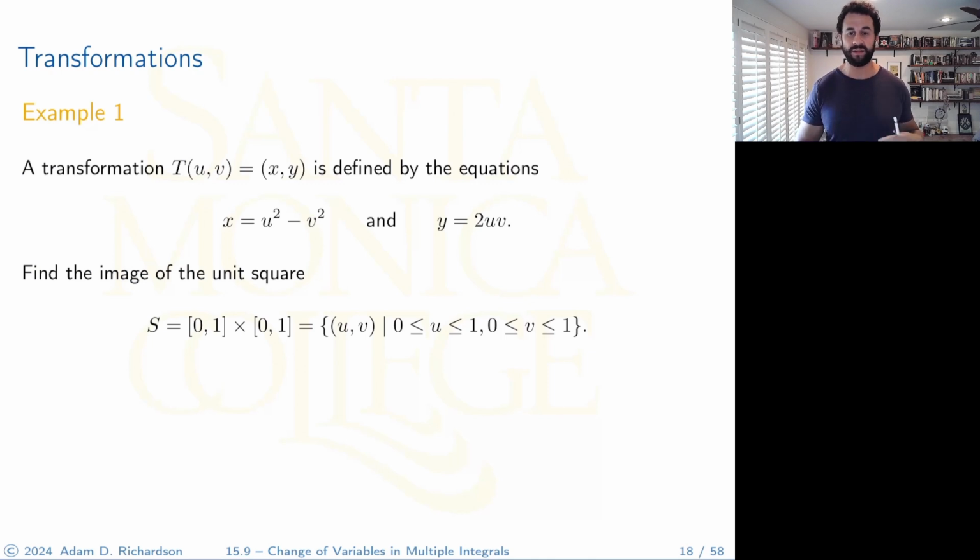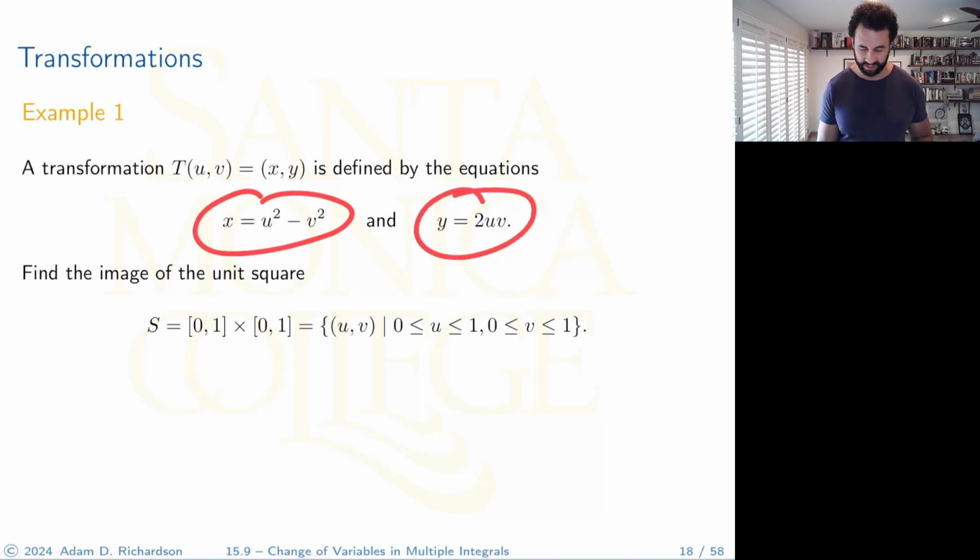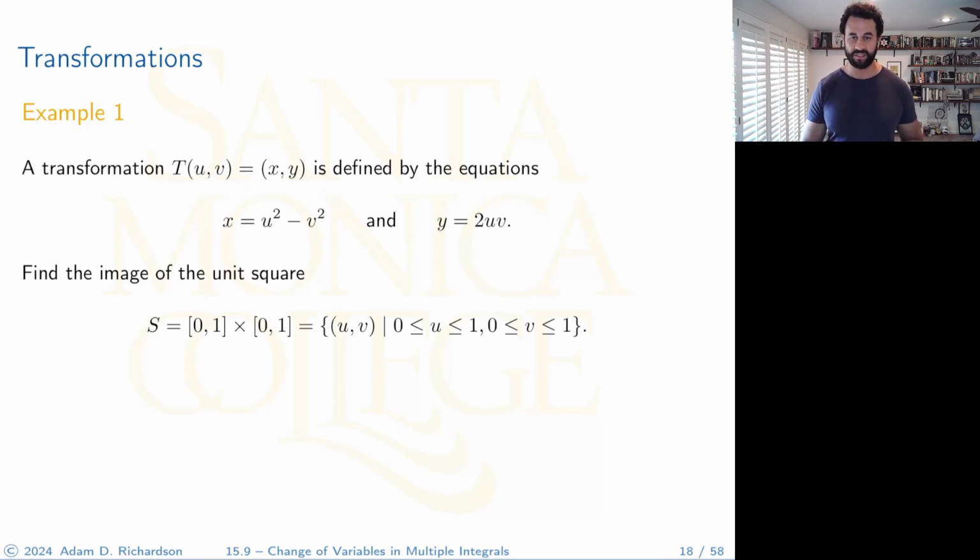This is not one that I would ask you to do on your own first, but you are welcome to try if you would like. We're going to do this together. Here's a transformation T, and it's defined by these equations. And the task here is to find the image of the unit square. So the unit square, we're going to call it S. It's [0,1] cross [0,1], which is just literally the set of all points in R2 where u is between 0 and 1, and v is between 0 and 1.